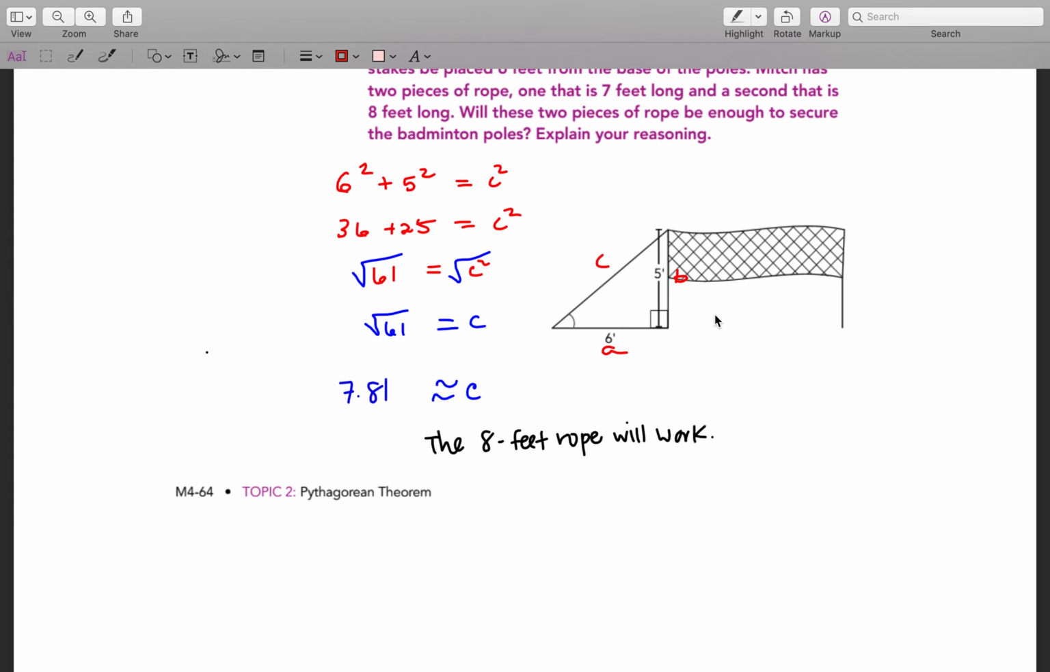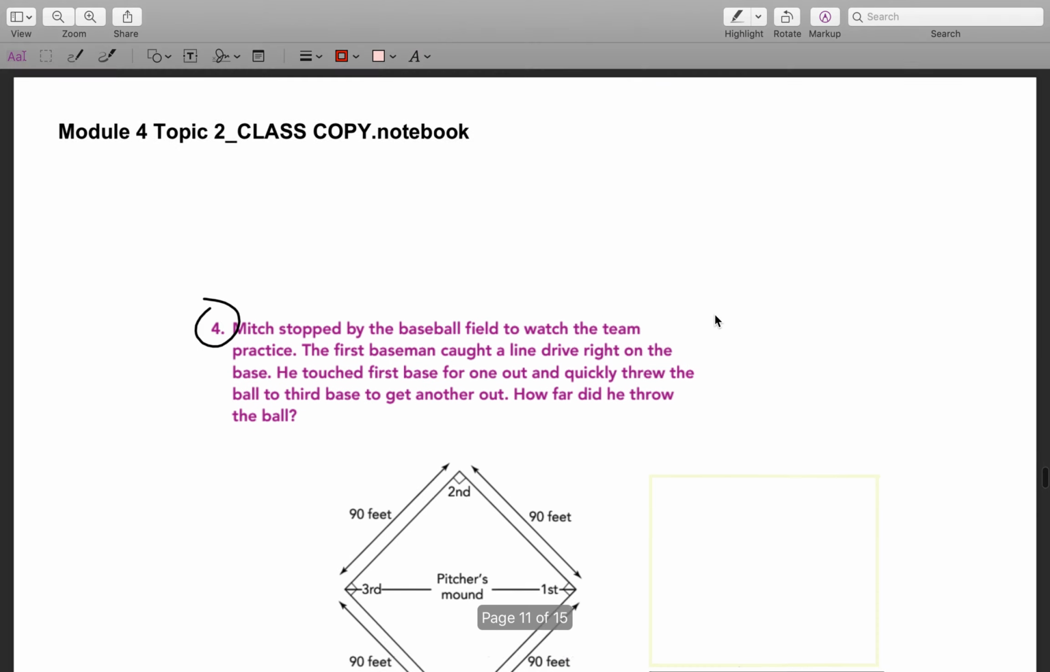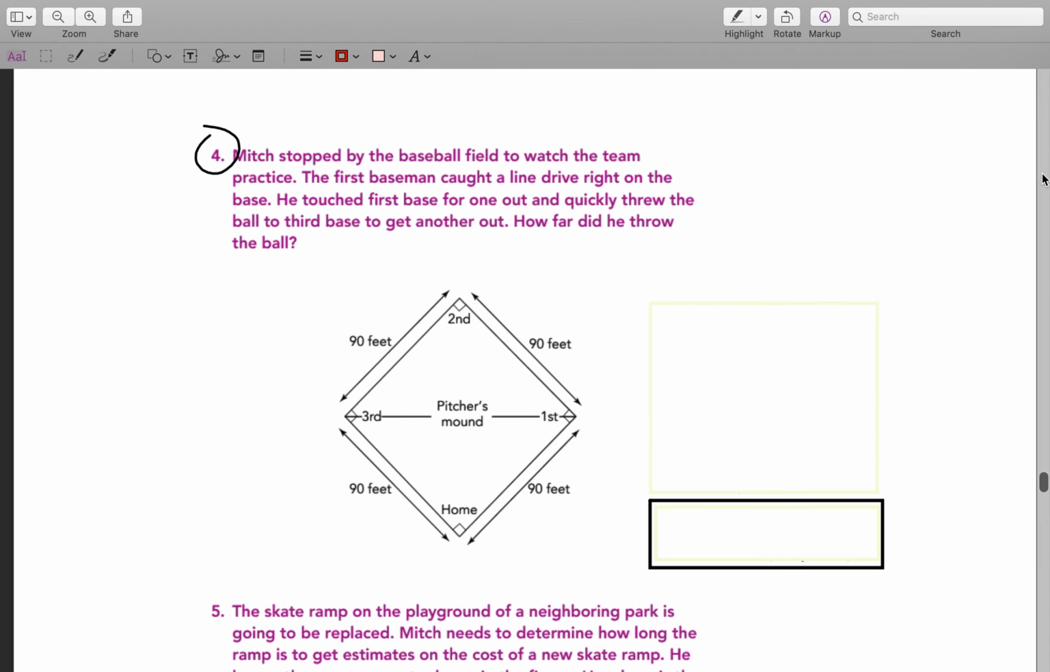So moving on to 65. So once again, I'm going to have you guys read this on your own. So go ahead and stop the video and read it, please.